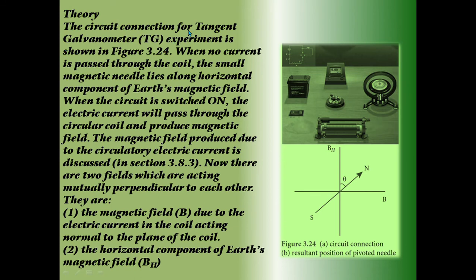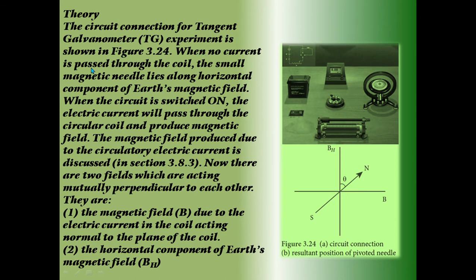The circuit connection for the tangent galvanometer, TG. This is the circuit connection. This is the tangent galvanometer. This is a commutator key. This is the key. This is the battery. This is the rheostat. The rheostat is the device which is used to vary the current.